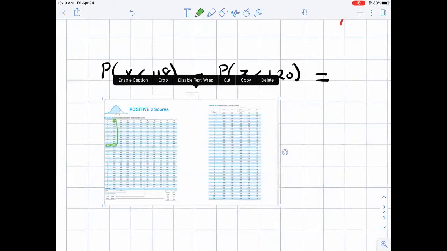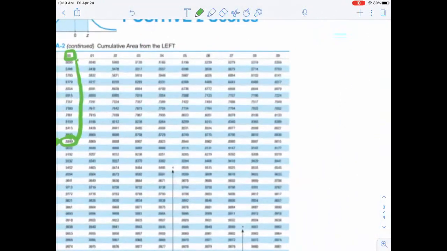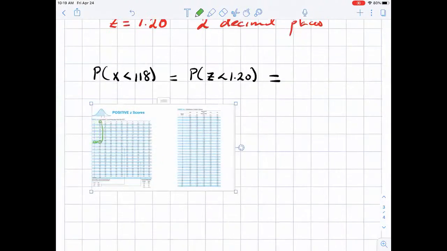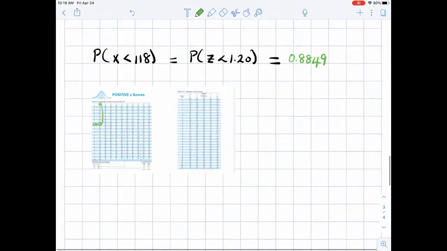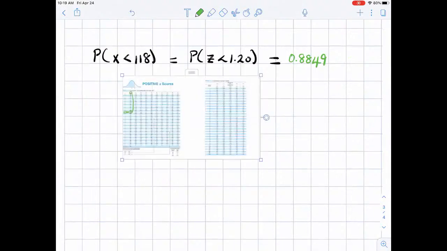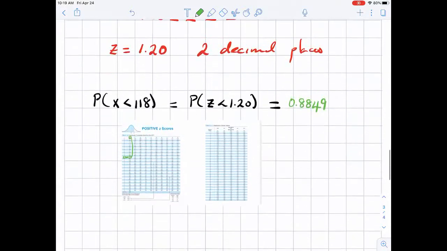So the probability here is, what did we say? 0.8849. So I'm going to leave this picture here so at least we can see it back and forth. Okay. So that's how you convert from a non-standard to a standard.